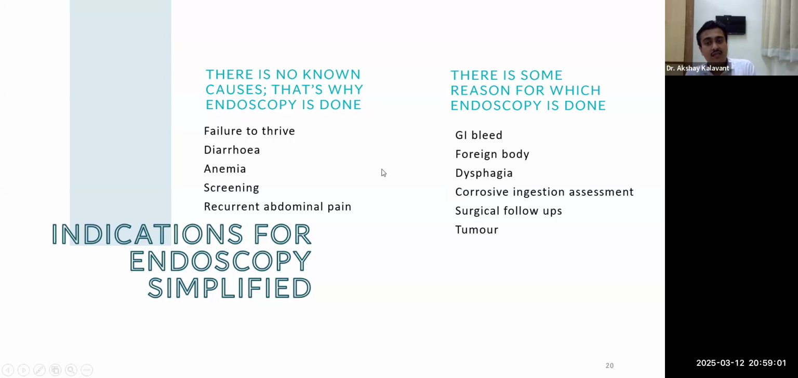Now see the right side: GI bleed, foreign body in the GI tract, dysphagia, corrosive injury assessment, surgical follow-ups, tumors, need for biopsy, polypectomy.